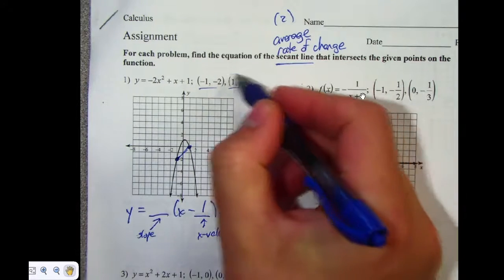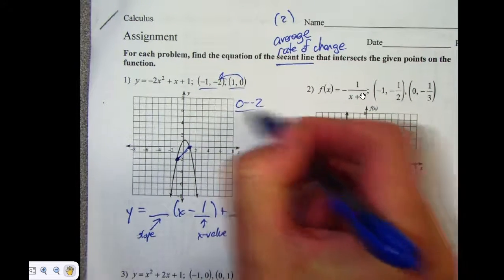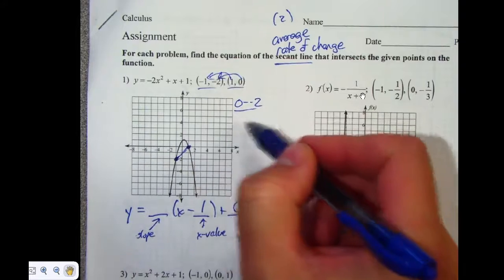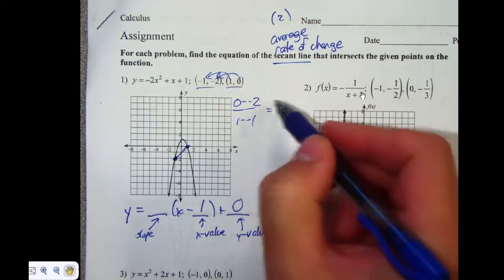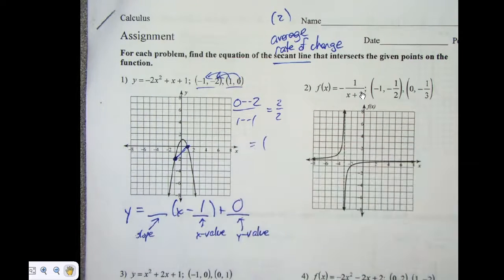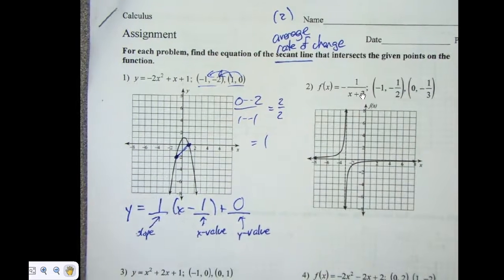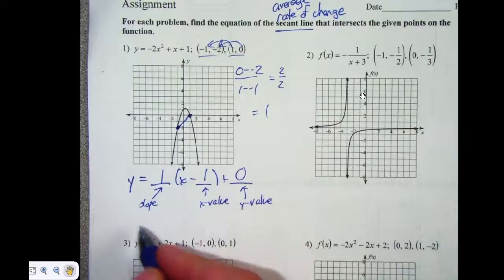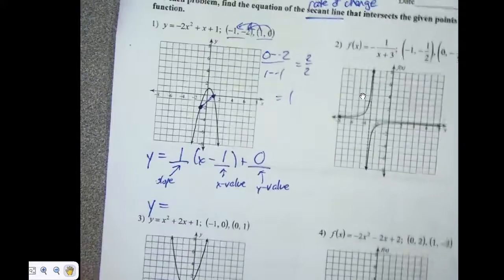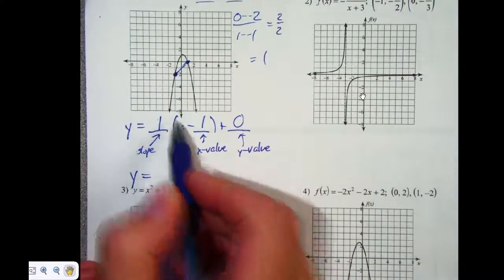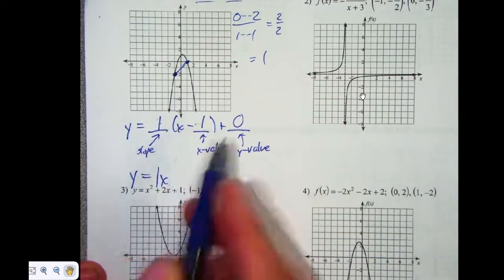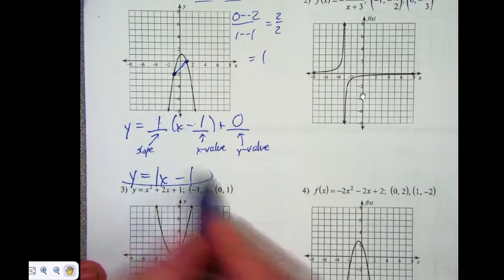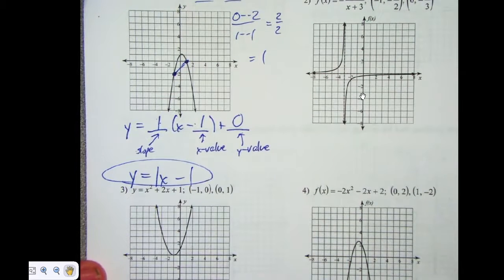So let's find it. Like 0 minus -2 over 1 minus -1. It's going to be 2 over 2, or 1. And then I'd like you to put them in slope-intercept form also. I think that's probably how they give the answers. So just distribute and combine the like terms there. So 1 times x is 1x, minus 1, and then plus 0 doesn't do anything. So that's the answer I'd be looking for there.